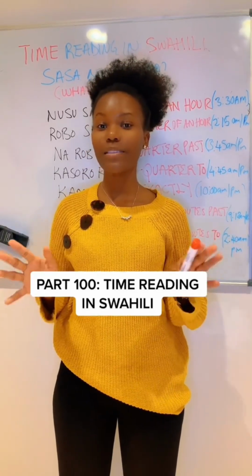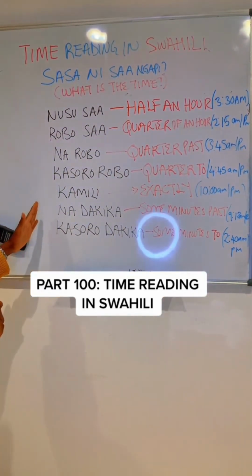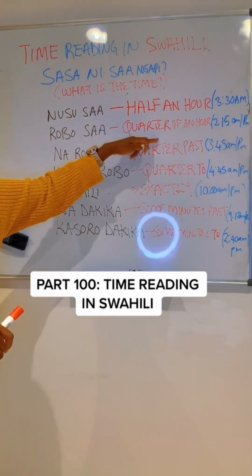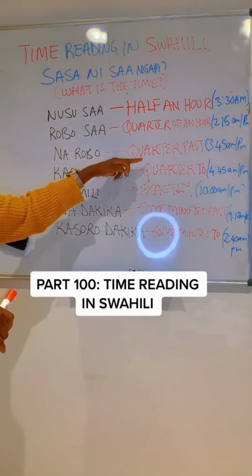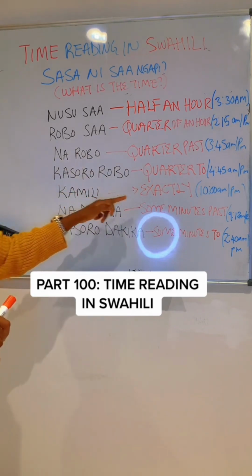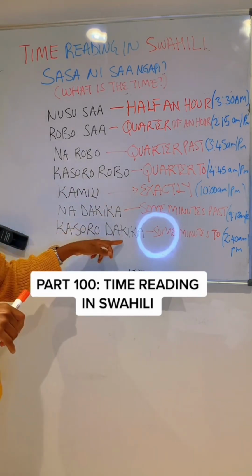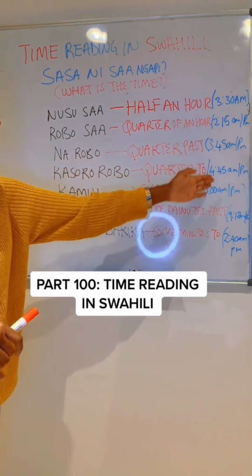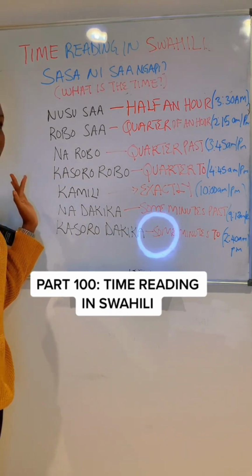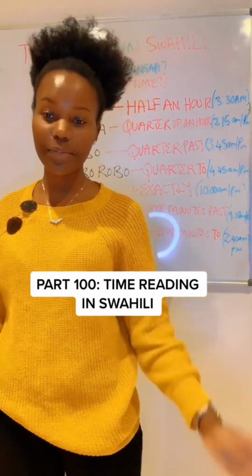How to read time in Swahili part 100. So this is how the time is also divided in Swahili. Nusu saa, half an hour. Robo saa, quarter of an hour. Na robo, quarter past. Kasoro robo, quarter to. Kamili, exactly. Na dakika, some minutes past. Kasoro dakika, some minutes to. And these are some examples. So just have a look at it. Also, if you pay attention to the previous videos, I hope you can connect the dots and understand better.